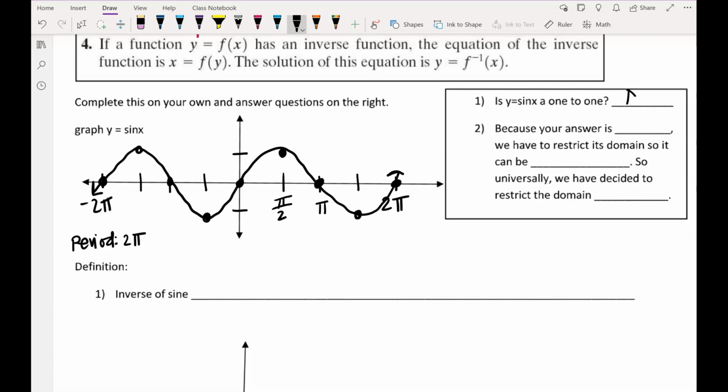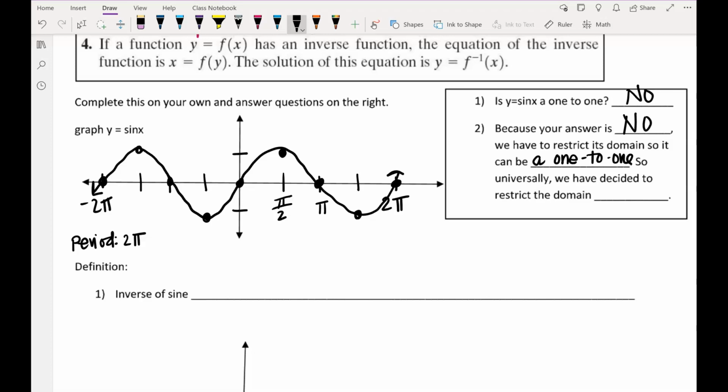So it's not, okay? Because our answer is no, we have to restrict its domain so it can be one-to-one. The reason we want a function to be one-to-one is so that when we turn it sideways, when we make it into an inverse, it's a function, okay?